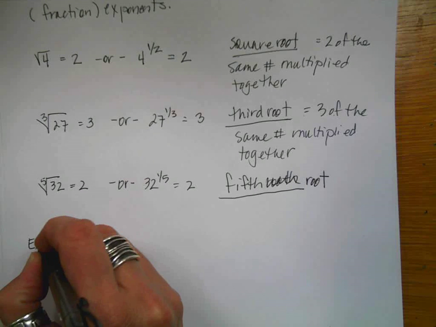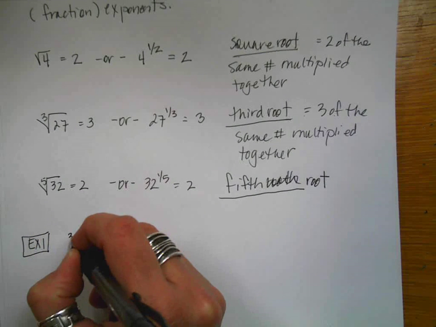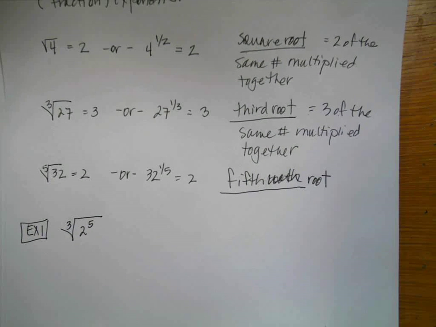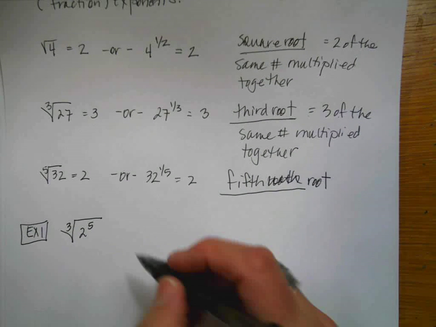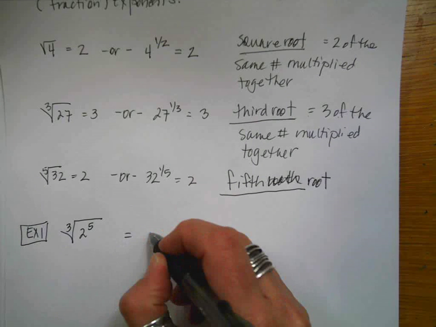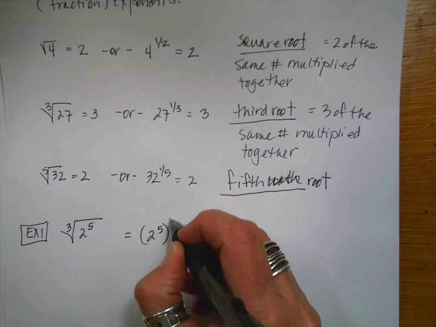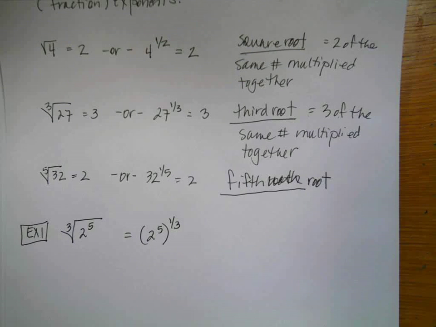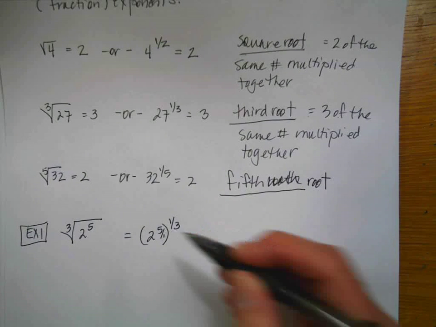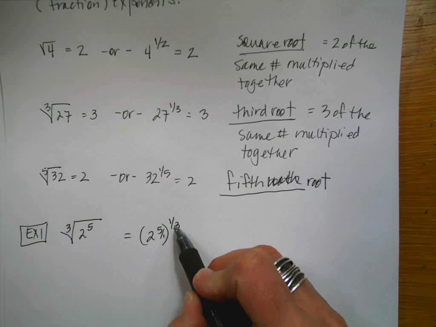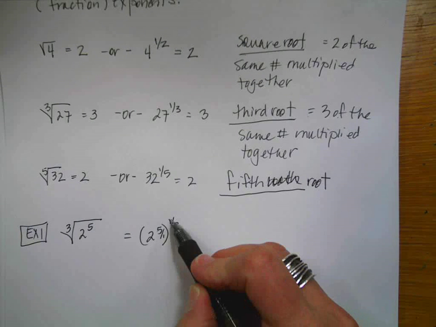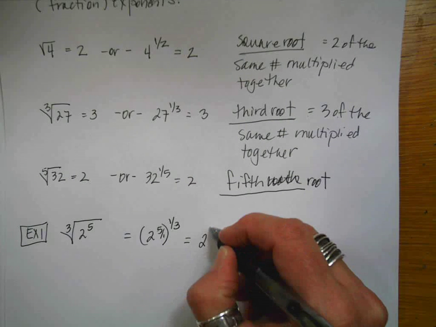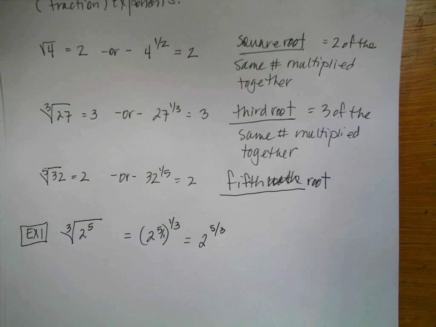So let's do our first example, example number 1. I'm going to have the third root of 2 to the 5th. And we're going to rewrite it, and then we're going to evaluate. So when I rewrite this, this is going to be 2 to the 5th raised to the 1/3 power, because that's the root, right? It's the third root. Remember, technically, this is 5 over 1. A power to a power is multiply. With fractions, we multiply the numerators together and the denominators together. So this is 2 to the 5/3.